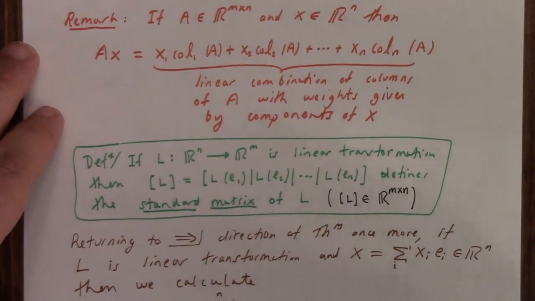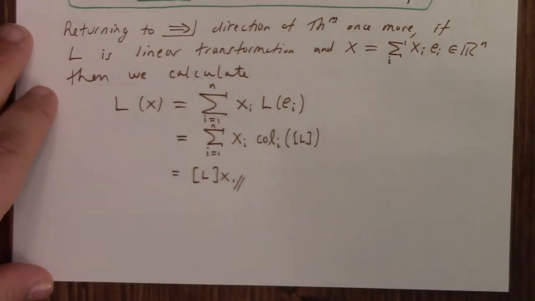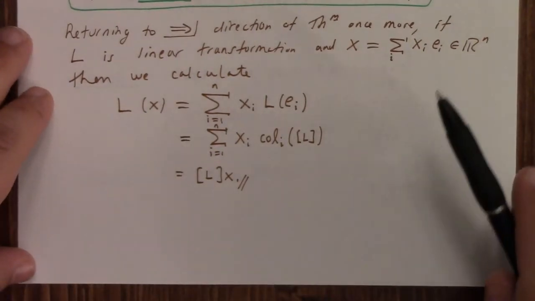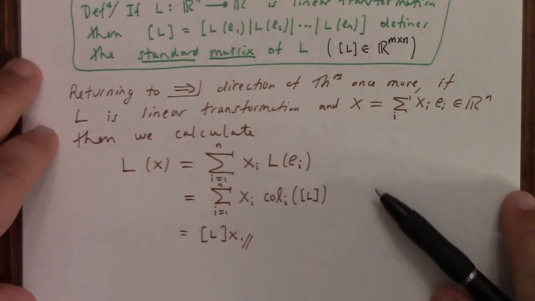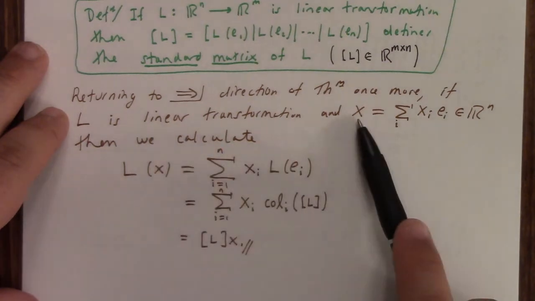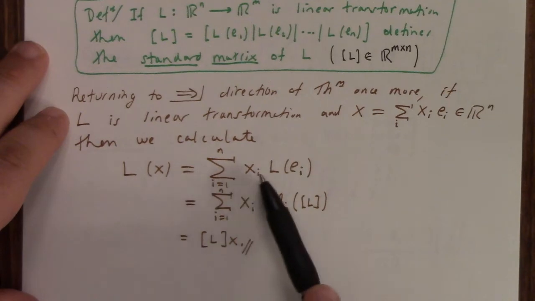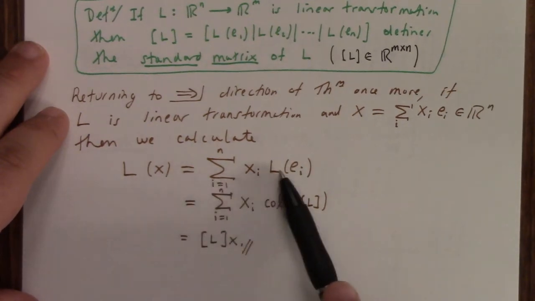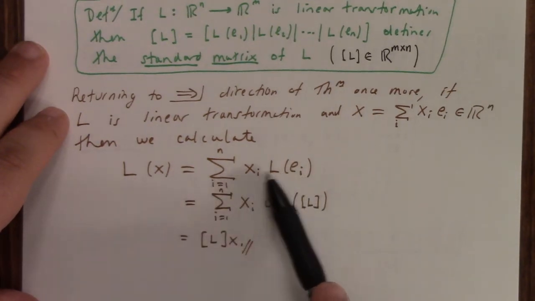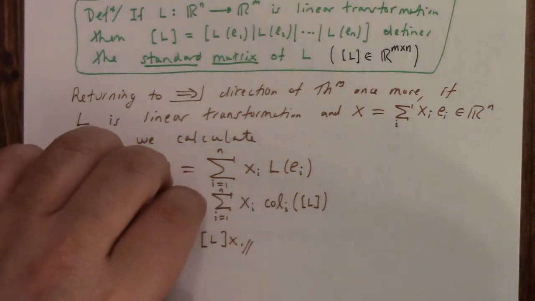So returning to the forward direction of that theorem on the previous page, here are the details once more in view of the definition right above. If L is a linear transformation and x is expanded in terms of the standard basis, then L of x is, pulling the sum over xi out, xi times L of Ei, and that is xi times the ith column of the standard matrix, which then is exactly the standard matrix times x.